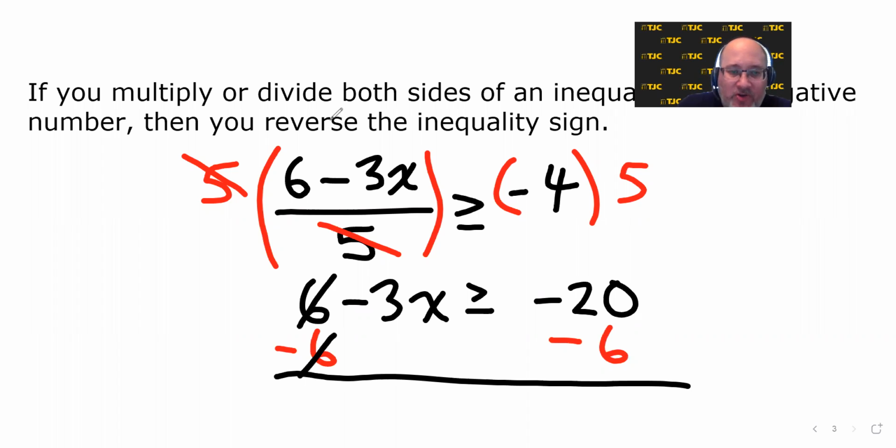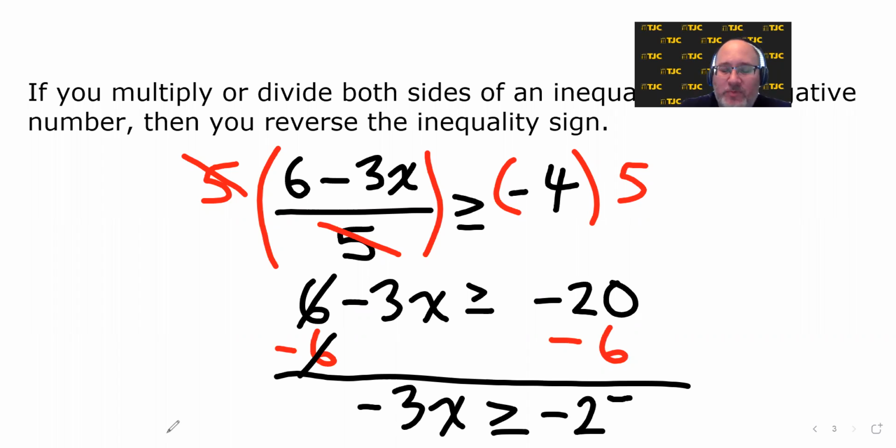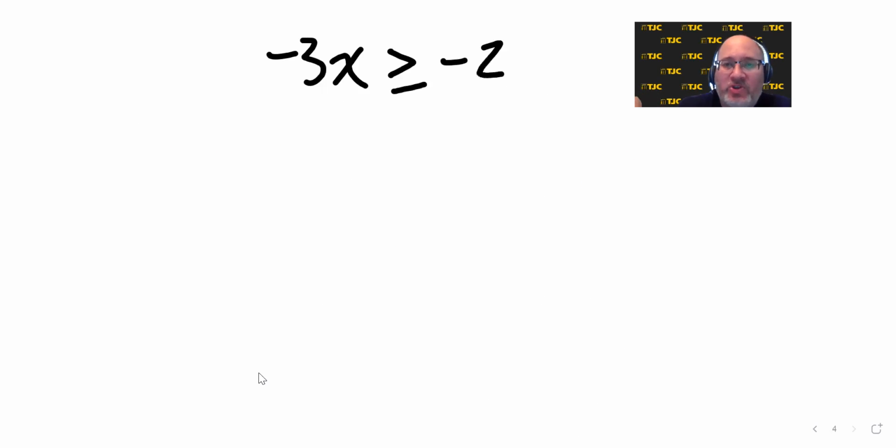These 6s cancel on the left. We're left with -3x on the left, greater than or equal to -20 minus -6, which is -27. Excuse me, it's -26. Let's move this to the top of the next page. -3x is greater than or equal to -26.